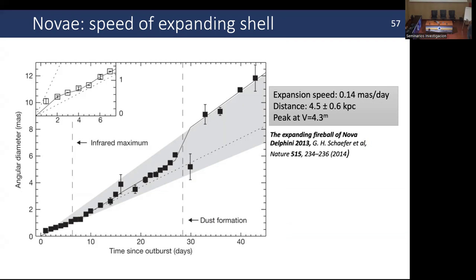This was published back in 2014, for this specific nova, Delphini, okay? And the expansion speed was 0.14 milliarcseconds per day, okay? So they could cover the expansion for almost 1 month.